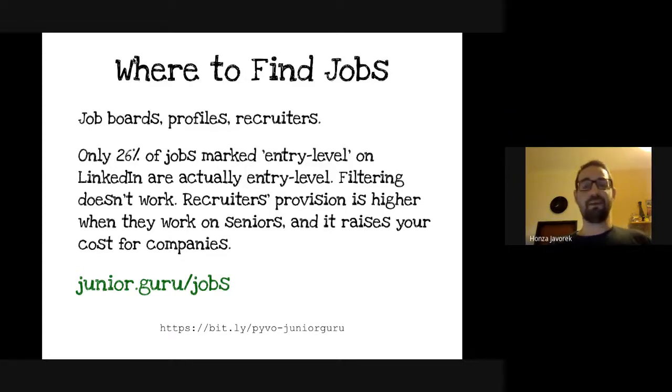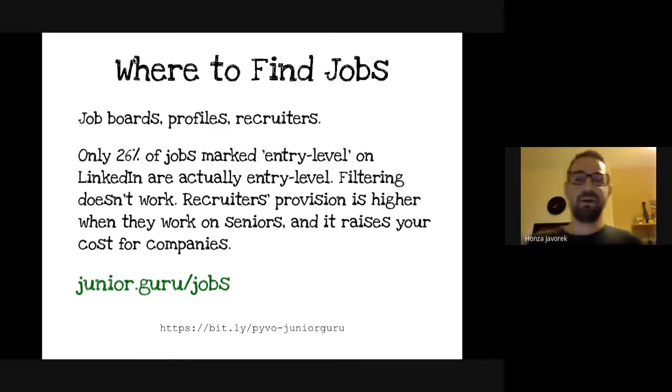Then profiles. At various websites, you can make profiles. I mean, you sign up and fill a form, which is basically filling your CV in a structured form, and then recruiters can go and cherry pick from interesting candidates. I'm yet to hear from juniors specifically whether this has worked for them. I don't have enough data or testimonials to say whether this is a good approach or bad, or whether it works for juniors or not. So you can try that, but definitely you have nothing to lose.